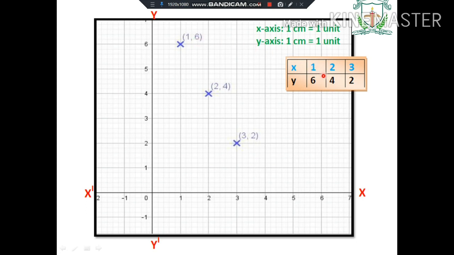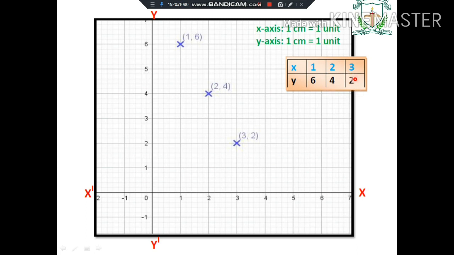In the same manner, now let us plot the second value, x is equal to 2, y is 4. Dear children, again you have to start from 0. From here, count 1, this is x-axis, 1, 2. So dear children, you have to move on the x-axis first. From there, you have to move to the y-axis. What is the value of y? Y is 4. From here, move 1, 2, 3, 4. Mark the point. This is x is equal to 2, y is equal to 4. Mark and write the coordinates here. Now you have plotted 2 points.